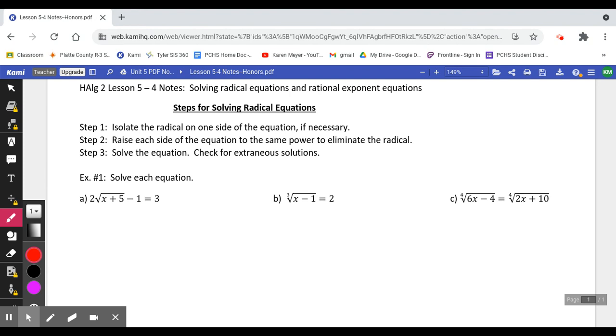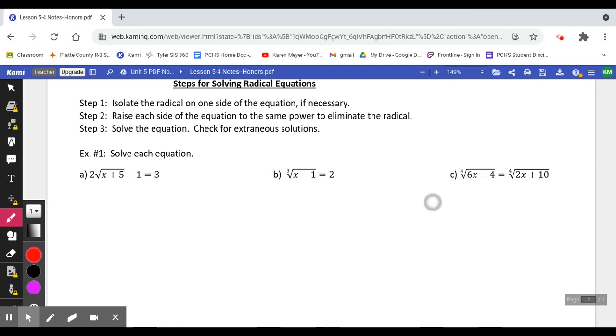Okay, now instead of just simplifying things with roots in them, we are actually going to move into solving equations that have different kinds of roots in them, or radicals, which is another word for roots. So we got 3 steps here. Step number 1 says make sure you isolate the radical on one side of the equation. Step 2 says you're going to then raise each side of the equation to the power that the root is to eliminate the radical. And then we're going to solve and check our answers.